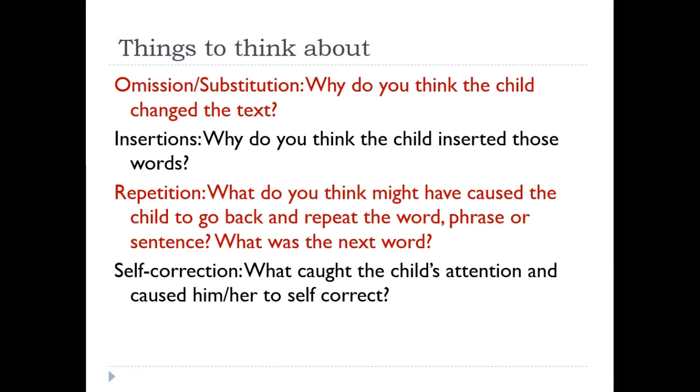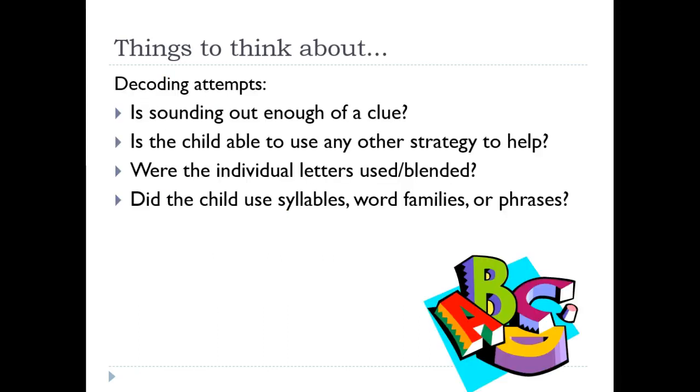So not only are you analyzing the errors and doing your miscue analysis, you also want to take into consideration the other errors that the child is making and think about what's causing him or her to do these things. And other things to think about as well is decoding attempts. What cueing systems does the child use to figure out those tricky, unfamiliar words? Is sounding out enough of a clue? Do they over rely on one strategy over the other? Is the child able to use other strategies to help?